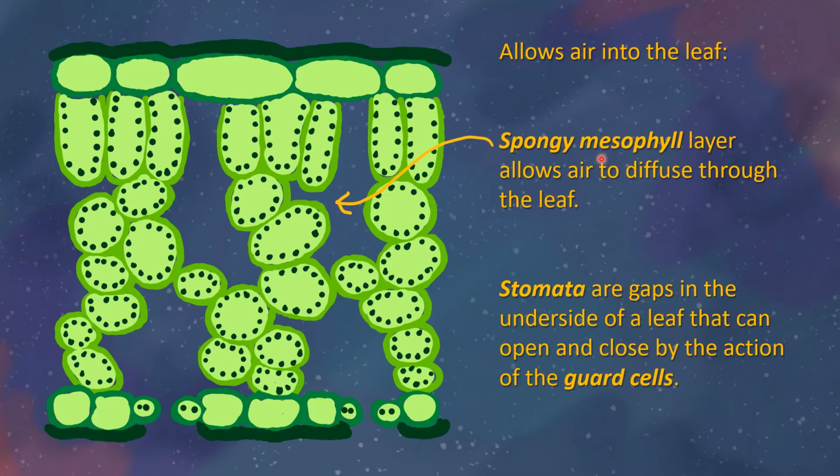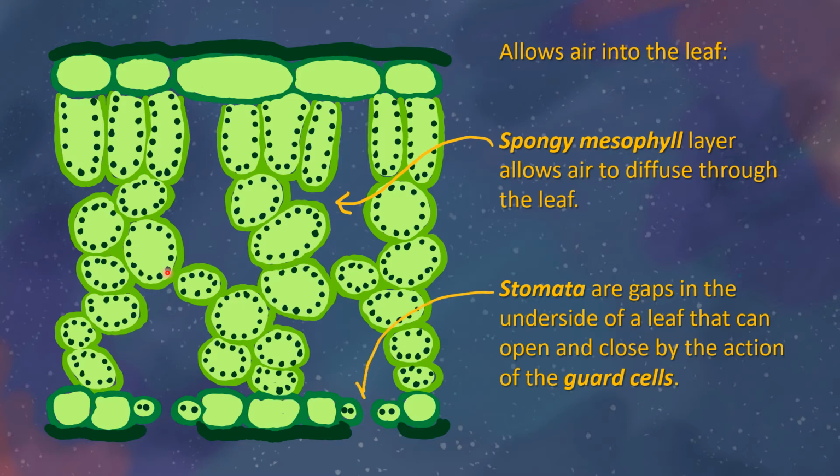And the spongy mesophyll layer allows air to diffuse through the leaf, because remember, we want carbon dioxide to come into the leaf for photosynthesis, and when it produces oxygen, we want that to go out of the leaf. So it's got lots of gaps so that these gases can diffuse through the leaf. So the spongy mesophyll layer is here.